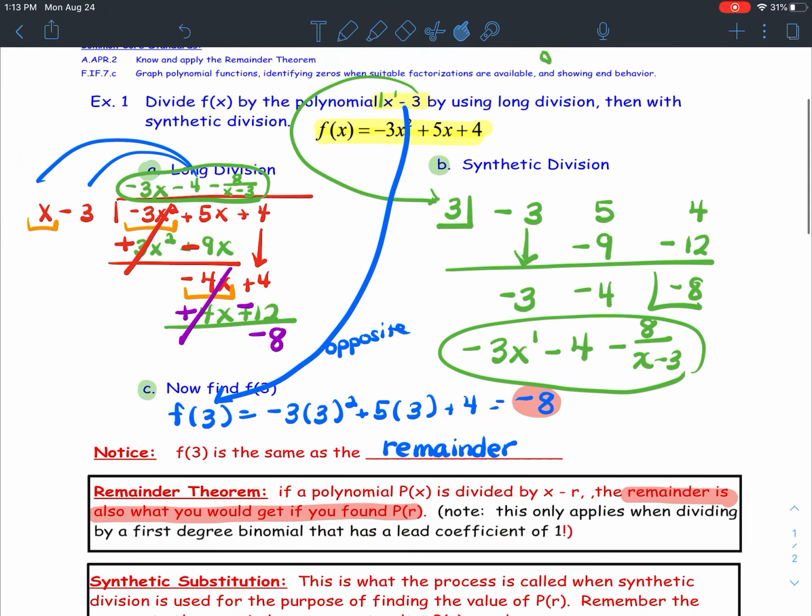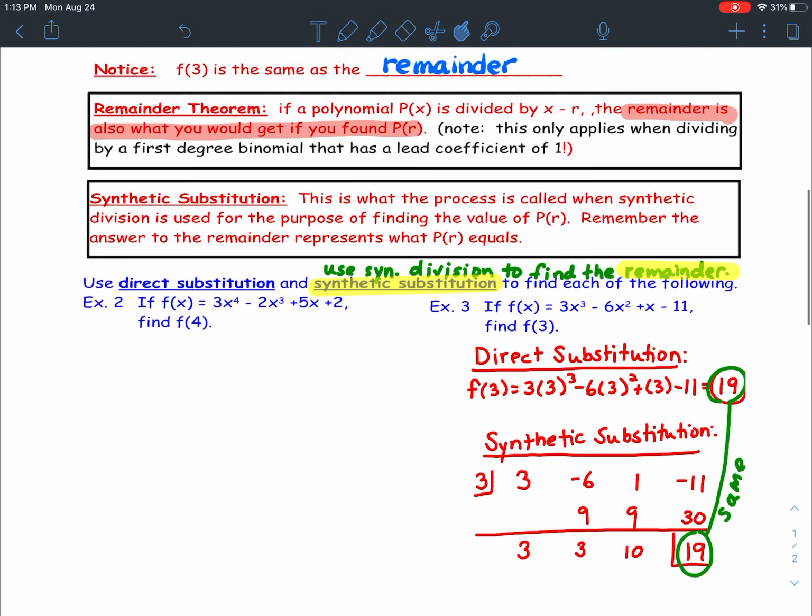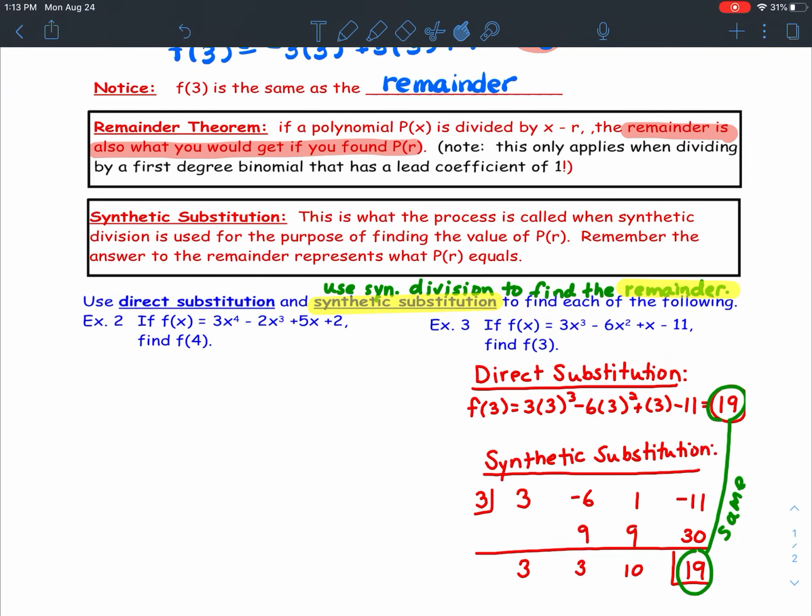Now you might be thinking, why would we ever want to do that? Why would we ever want to grab the opposite of this, plug it in, and it only gives us the remainder? It didn't give us the rest of the answer. So how is that helpful, just knowing the remainder? Well, we're going to see that here on the back of this notes page in just a moment. So I want to make sure that we're comfortable with this process. When you are doing that direct substitution, and again, that should be the exact same answer you get for your remainder.